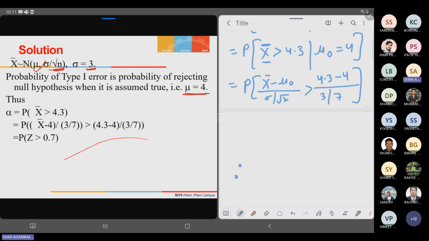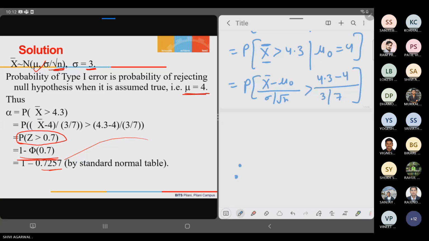So we are just finding this, and that comes to the probability that Z is greater than 0.7, which is 1 minus the CDF. This is from the standard normal distribution table. By using the table, we can find this value, which is 0.2743. So alpha, the probability of type 1 error, is 0.2743. What is the significance level here? 27%, which is very high.